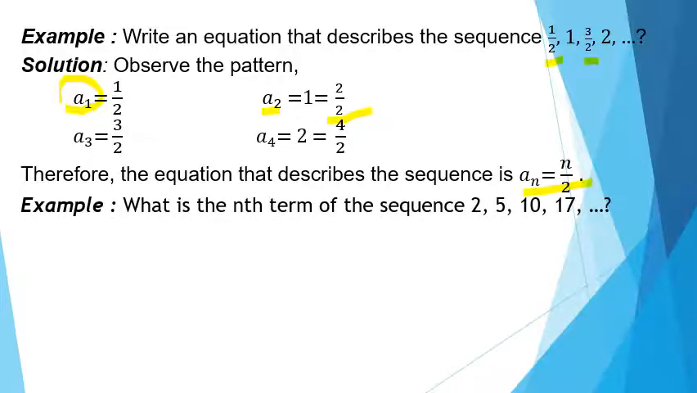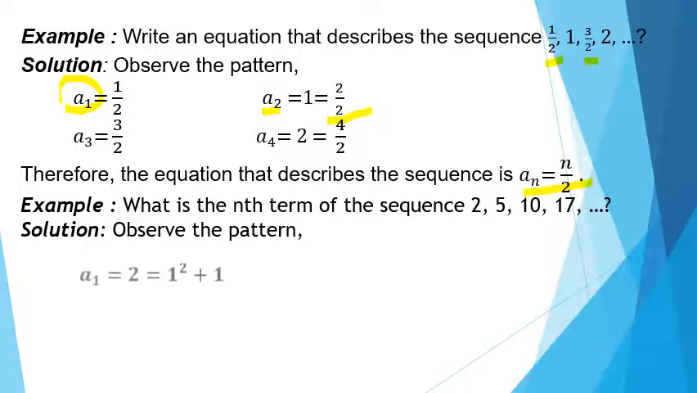Another example, what is the nth term of the sequence 2, 5, 10, 17? Observe the pattern. Ganito yun. A of 1. Ano ang possible na gamiting pattern? So, we have here 1 squared plus 1. 1 squared plus 1. So, ang 1 squared, ang ibig sabihin ay 1 times 1. 1 times 1 equals 1 plus 1 equals 2.